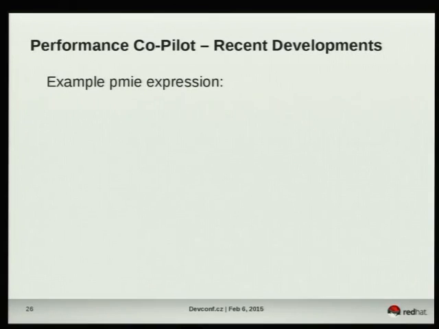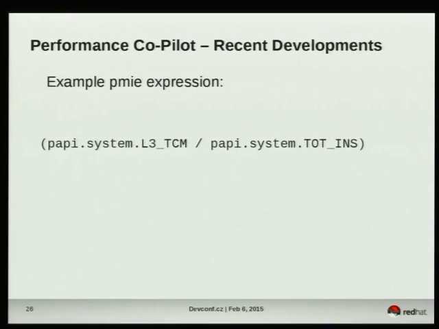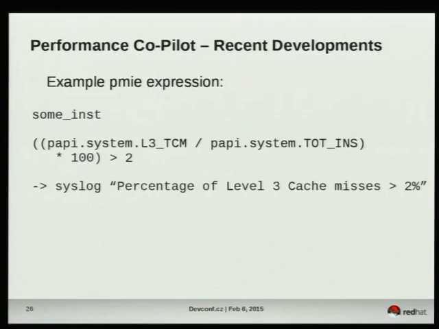As an example with PAPI, right? That cache miss, we can start off by creating a statement. So the level 3 total cache miss divided by the total number of instructions, right? This is a metric we'd be interested in. First thing you do to create a statement for PMIE to understand is multiply it by 100, so we get a percentage. And say if the percentage of total cache misses is greater than 2%, it's a pretty low number, you wrap it in an if statement, and then you output it to the log.